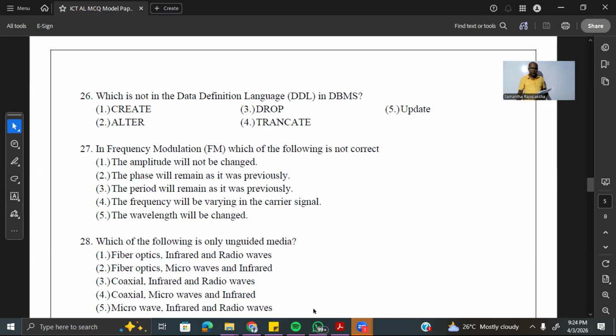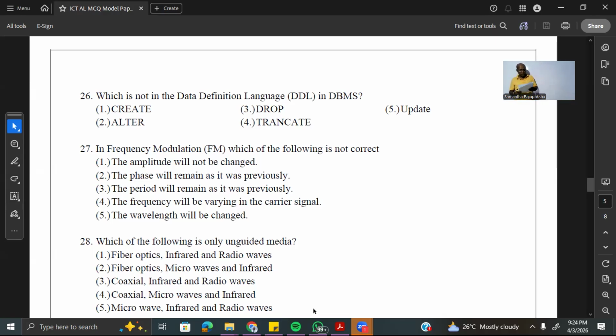Is that clear? So question number 28. Which of the following is only unguided media? We know that we have two types of media, guided media and unguided media, or wired media and wireless media. So those are the two types of media you have. Now you are asking for only the unguided media. Unguided means wireless. There are no wires.